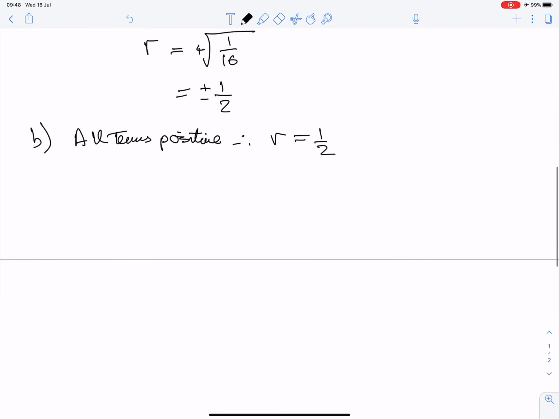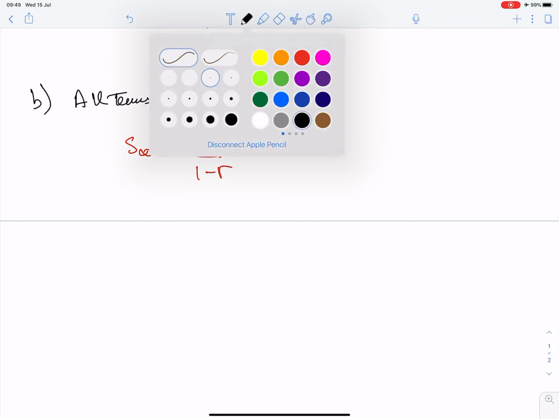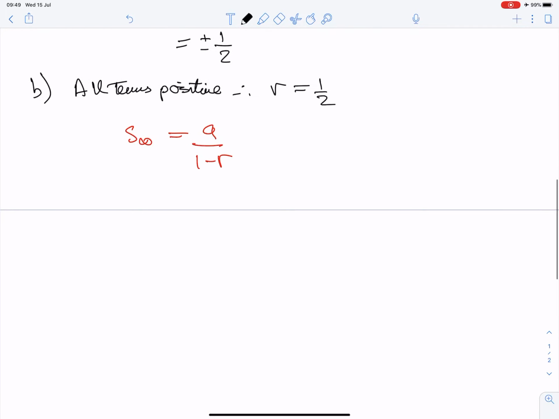r equals a half, so we can substitute into our sum to infinity equation. We could choose the other one, but the sum to infinity one is the easiest one because there are less parts to it. So we were told the sum to infinity, I think, was 16, if I remember correctly. Yes. So 16 is equal to a over 1, take away, substitute in the r, a half. So we've got 16 is a over a half, multiply, a equals 8.